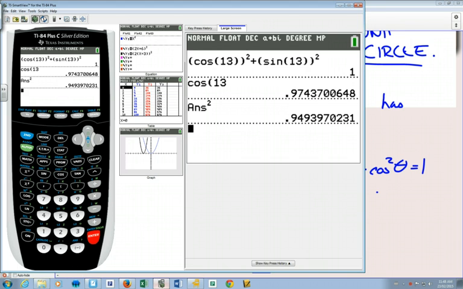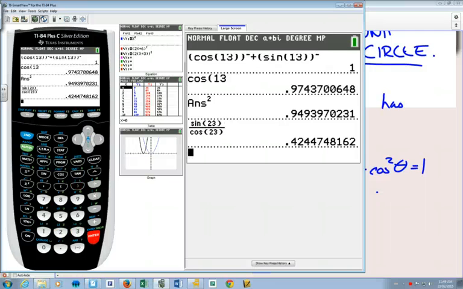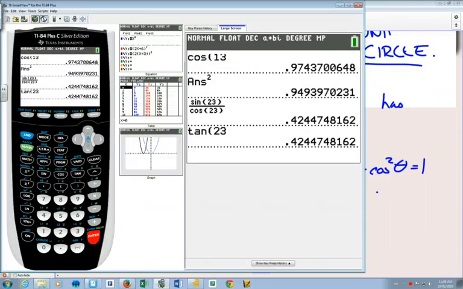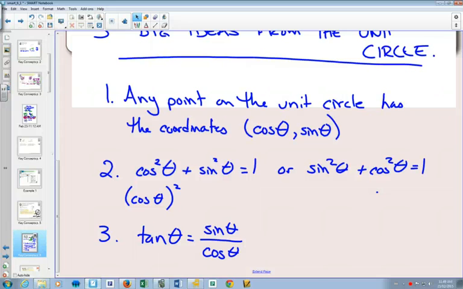Okay? Let's pick another random angle. Let's make a fraction here. Let's do sine. Today's the 23rd. Sine of 23 divided by cos of 23 comes out to 0.4244. If I would do tan of 23, it's exactly the same answer. And this is also always true, doesn't matter what angle you pick. So these are three big ideas that we get from just making some observations about our unit circle.